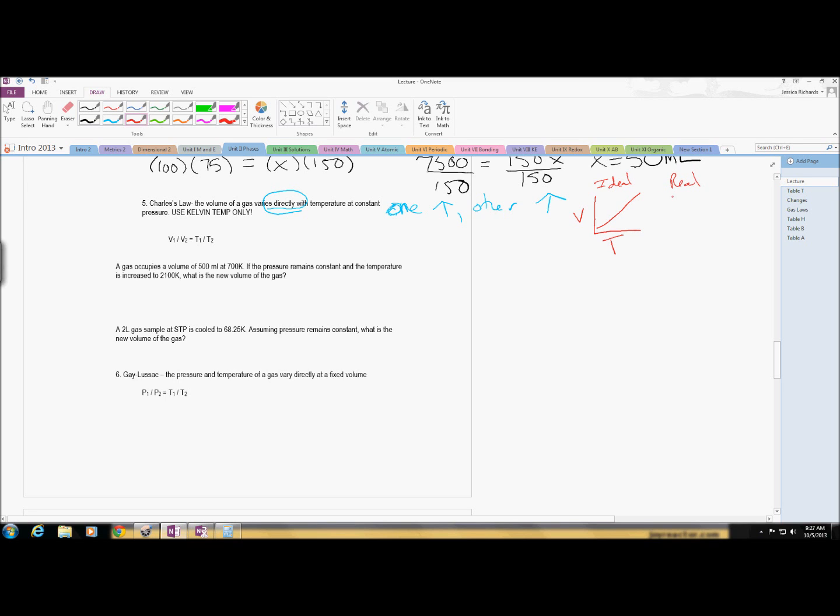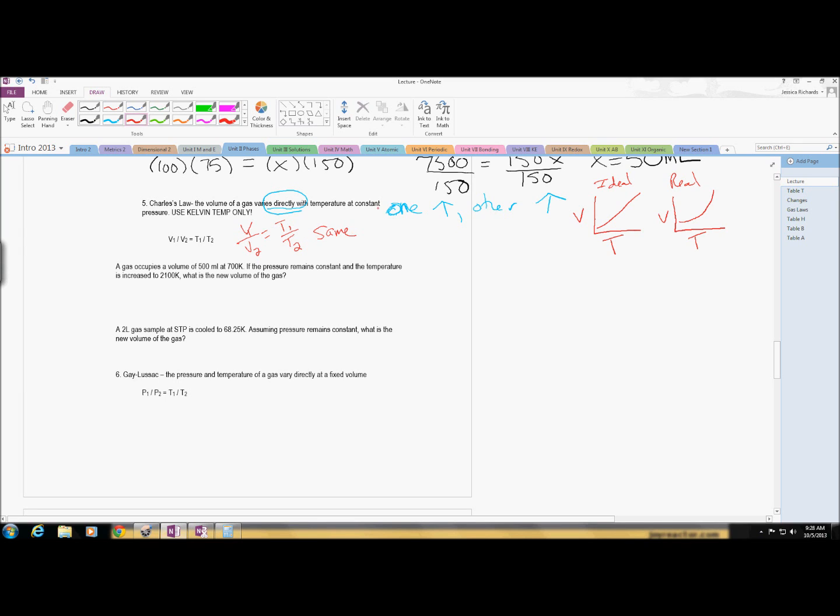Again, real gases don't have the same conditions. They do have volume, they do have mass, they do attract each other. So a real gas, you're probably going to have a curve to it, just like you did for Boyle's law. Direct relationship, straight line. If we look at this proportion, V1 over V2 equals T1 over T2. It's a direct relationship, so your initial volume and your initial temperature, both at the top, your ending volume and your ending temperature, both at the bottom.